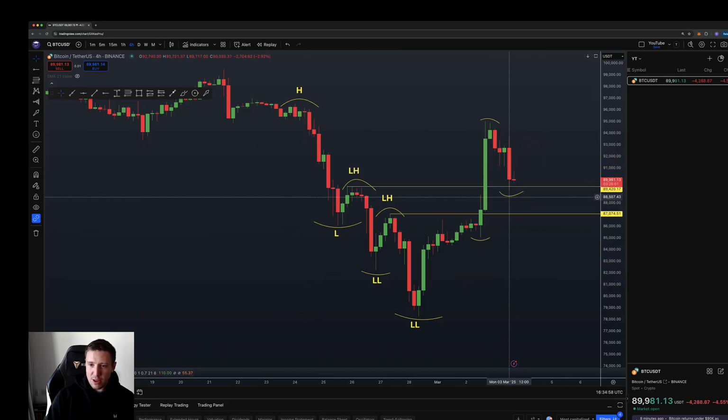So you don't really want to see if it's going to be an uptrend. The 4-hour candles need to put in a low here, which will be a higher low, and not break below $87,000. So we'll see how that progresses over the coming days.